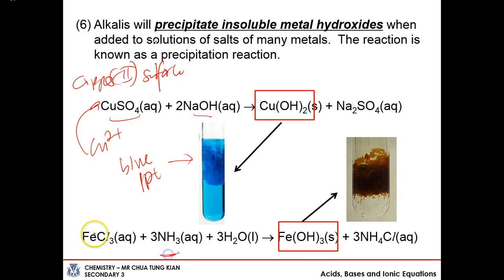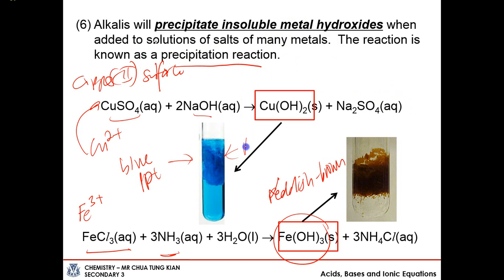Likewise, when I add ammonia into an aqueous solution containing FeCl3, the ion present is Fe3+, I will get a reddish brown precipitate of iron(III) hydroxide. So by seeing this, I know that there's Fe3+ present. So this reaction is known as a precipitation reaction. Why? Because I get a precipitate forming during the reaction. So the precipitate is simply the insoluble salt.